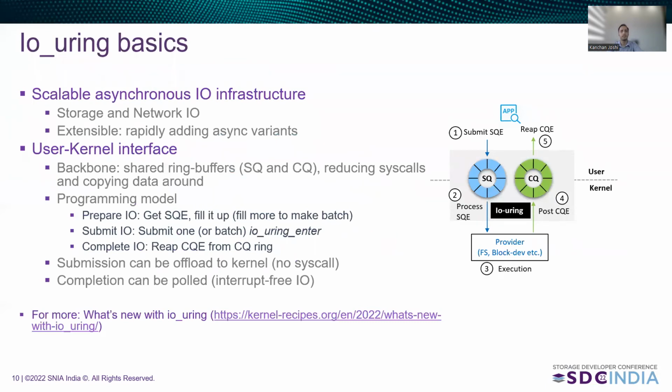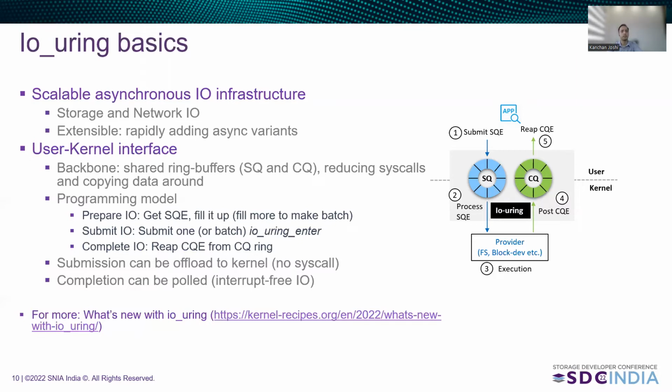But before that, some io_uring basics. It's a scalable asynchronous infrastructure for both storage and network IO. It has already added async variants of various synchronous system calls. And the cool thing is that all that doesn't require adding a new system call. With the existing interface of io_uring, it's possible to add an async variant without adding a new system call.